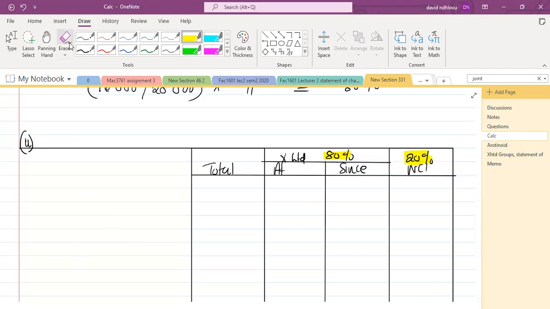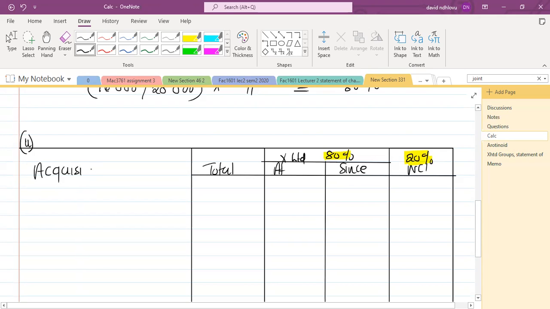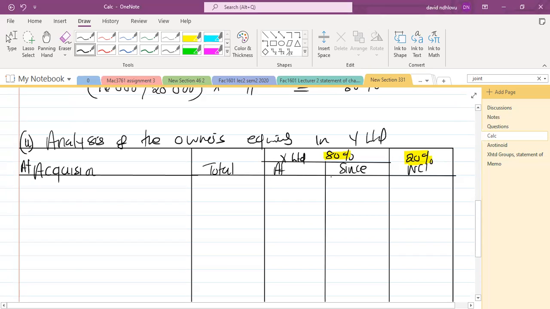That's NCI. So we need to find out on the day of acquisition, the split of the equity that was there. What makes up equity? It's called an analysis of the owner's equity, in Y Limited. So we've got to think about what makes up equity. What is equity, good people?